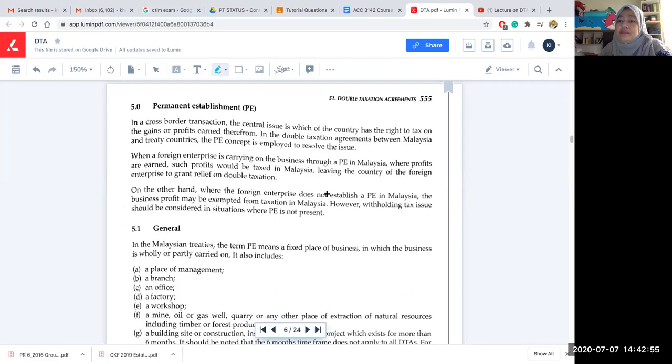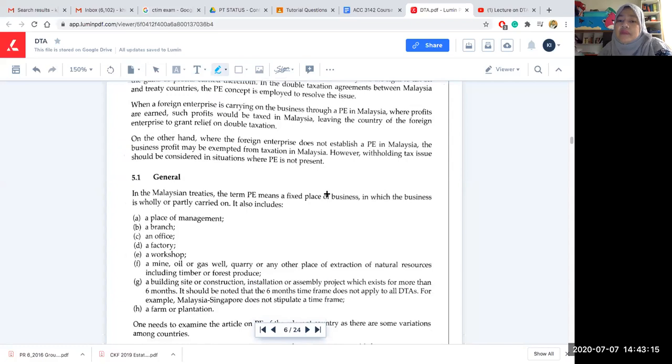But if the Japanese company has a business in Malaysia but does not have PE in Malaysia, you have business but you don't have any permanent establishment in Malaysia, then that Japanese company is not subject to tax in Malaysia. So how do you know whether you have a PE or not?